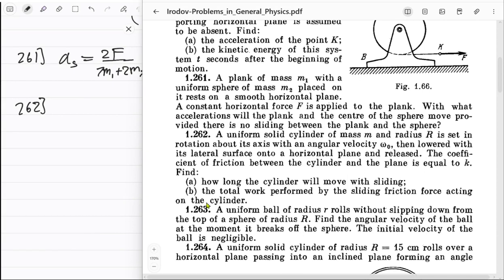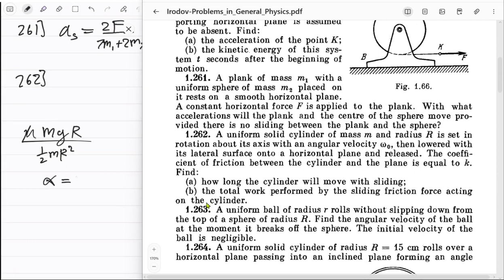So what's alpha and what's a? The coefficient of friction is k, right? Normal force is just mg times mu, sorry. That times R upon inertia, of course, about the center of mass. It's a uniform solid cylinder, so it's just mr squared upon 2, so 1 upon 2 mass. That's our alpha. Alpha is equal to this guy.